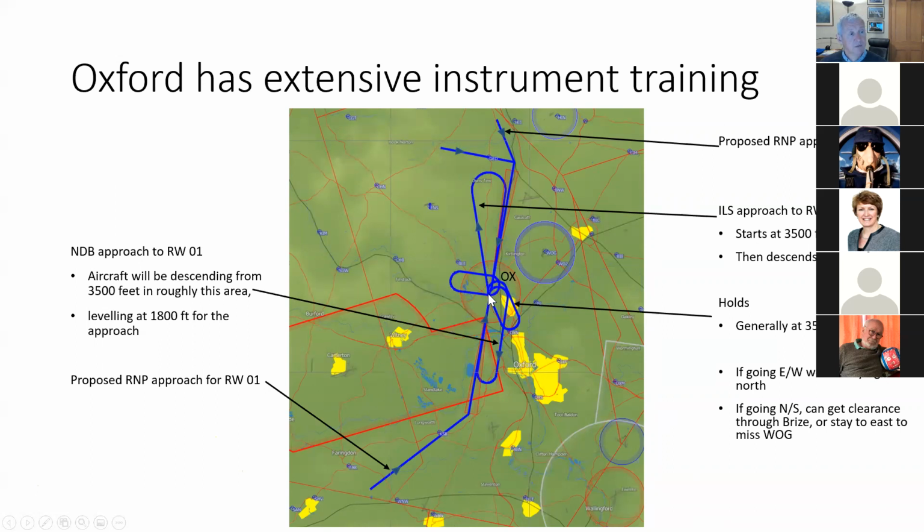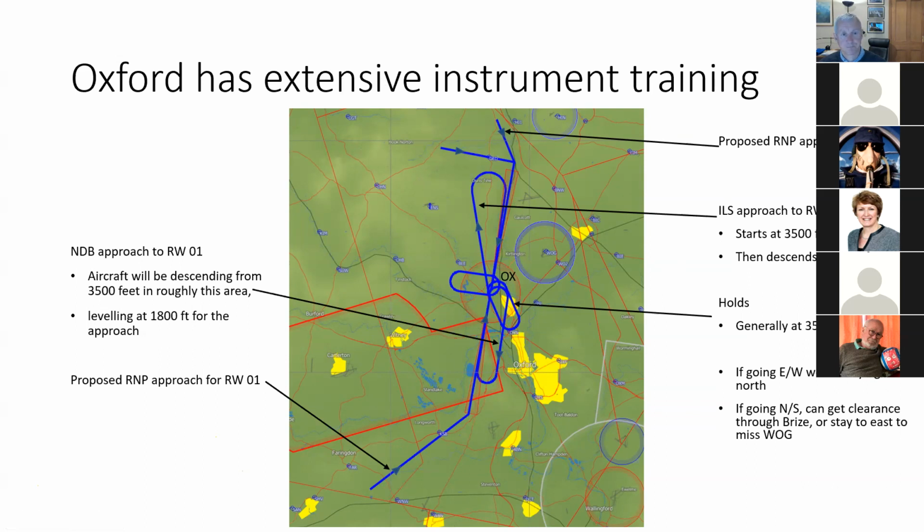But these guys have got ILSs which do that or that. I think that's an NDB approach to the south. I've marked some RNP approaches on here. They're the things that go further out, but I think that was a proposal. I don't think they've actually happened. So Oxford is a bit more dense than it seems on this chart.